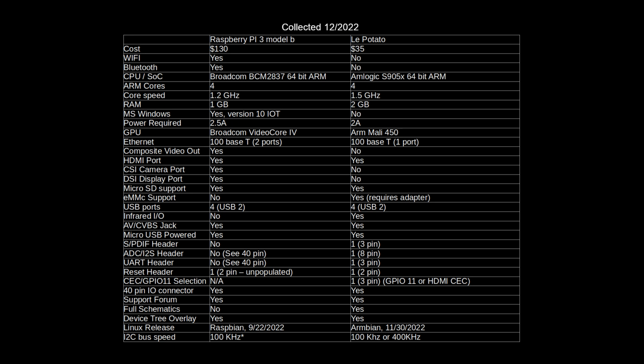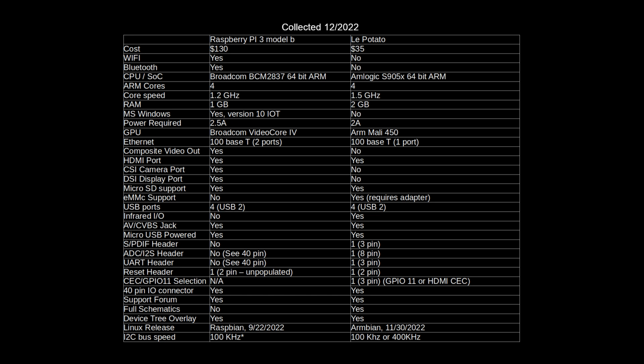Full schematics. It says full schematics on the Pi website, but when you download it, it's reduced. You actually do get the full schematics for the Le Potato. Device tree overlay files, those are important if you want to change functions of pins by default rather than using userland tools. As far as Linux support, the most recent Raspbian was September 22nd, and Armbian was released on November 30th.